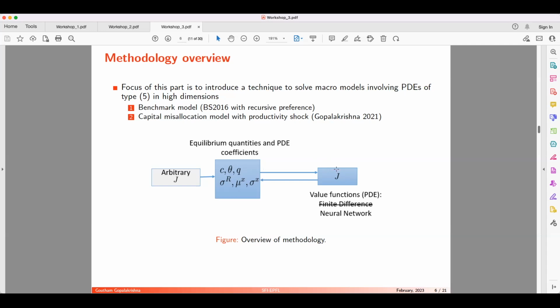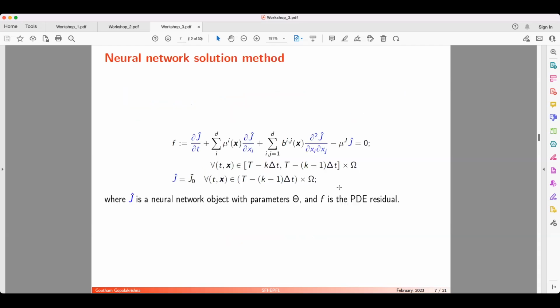All right, once we solve for the value function J by using the neural network technique, we update these policy functions, and we go on in an iterative fashion until the error in J is very small. By that, I mean that from one iteration to the next, the change in the value in absolute max sense should be as close as possible to 0 as you want. All right, that's the overview of the methodology.